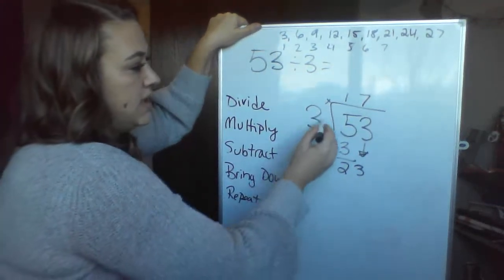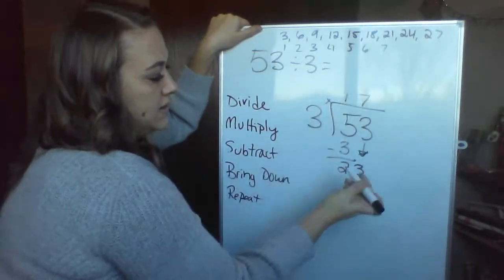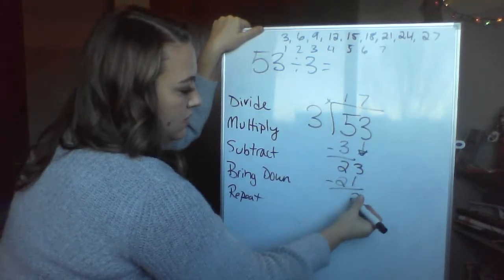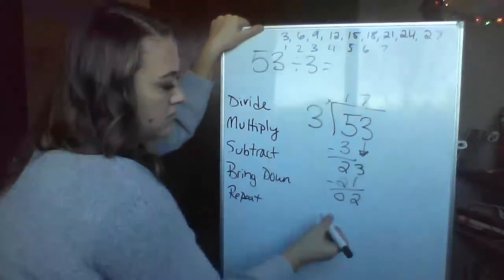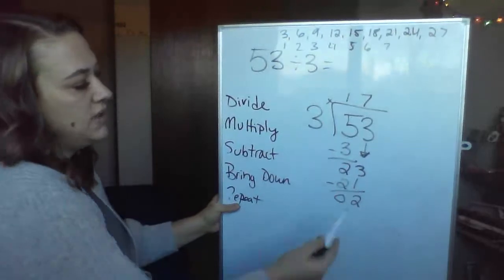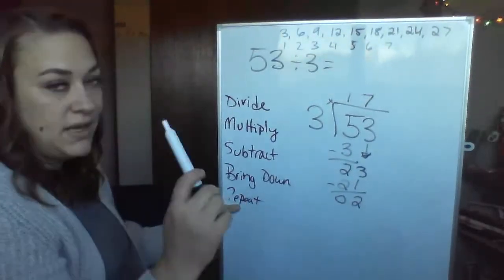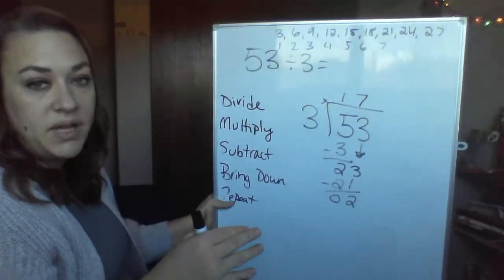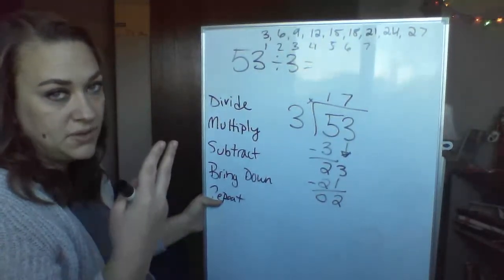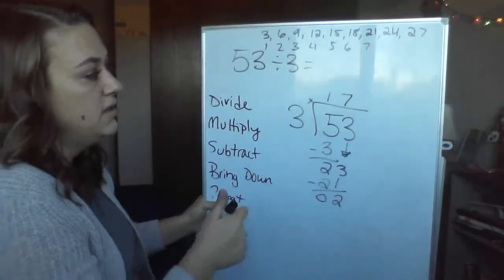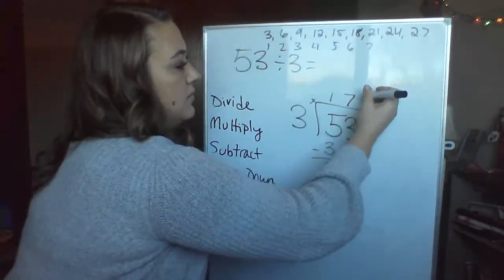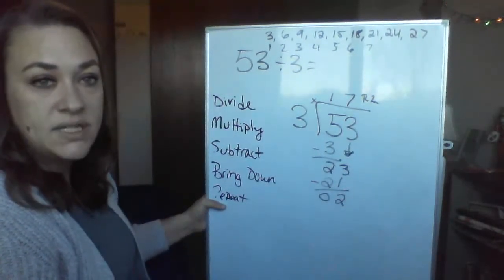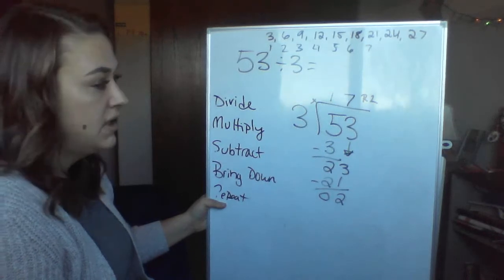Okay. 3 times 7 gives us 21. We subtract. 3 minus 1 is 2. 2 minus 2 is 0. So I had 2, but I don't have anything else to bring down. And because 2 is less than 3, we're okay. Because I can't make any more groups. I only have 2 left over. I can't make another group of 3. So my answer is going to be 17, remainder 2. 17 R2, okay?